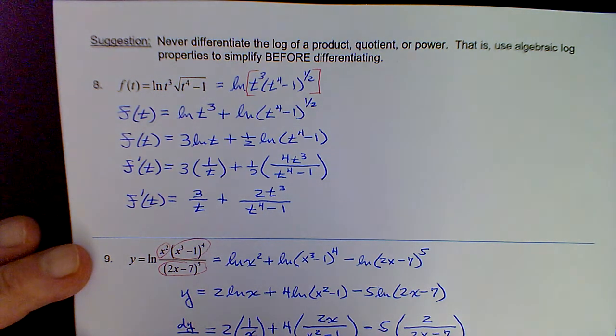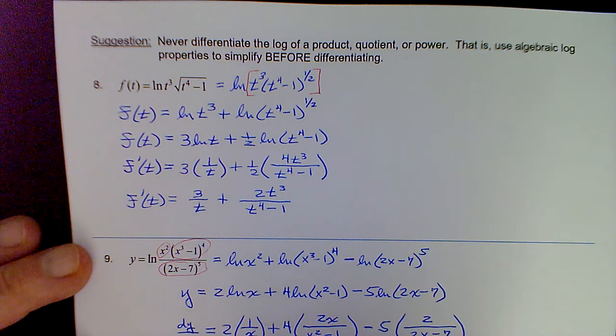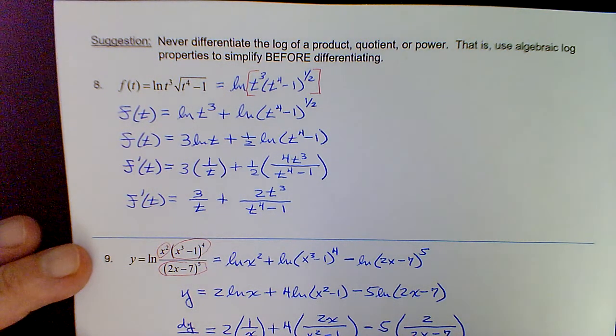And then just to make it look a little prettier, say 2 over x plus 8x over x squared minus 1, and minus, we'll say, 10 over 2x minus 7.